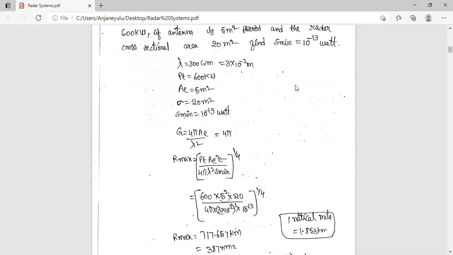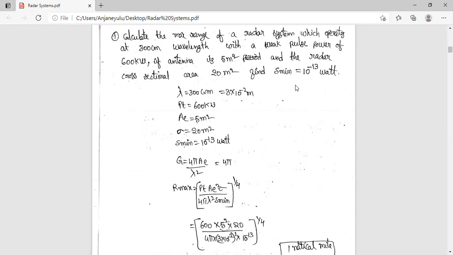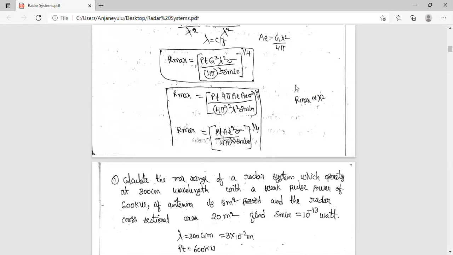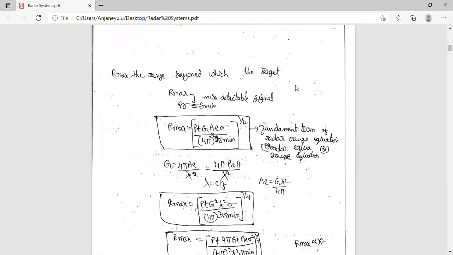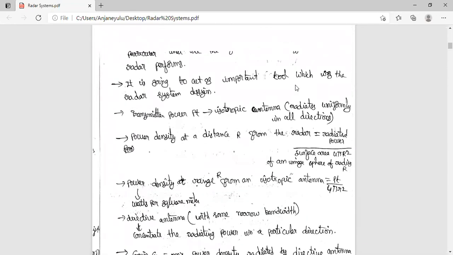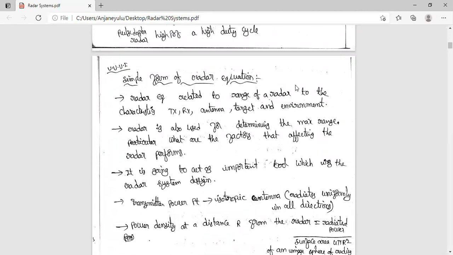Likewise, we have to find the R maximum value if you provide S minimum, transmitted power, wavelength, cross sectional area and effective aperture. So this is about the radar equation. In the next class we will discuss another topic. Thank you.